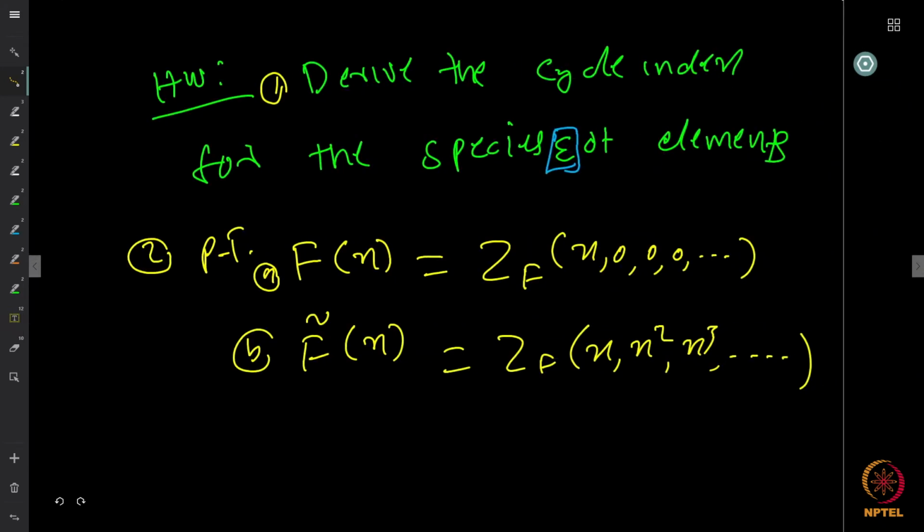Then, as homework, derive the cycle index for the species epsilon of elements. The second question is to prove that f of x is equal to the following. f of x was the exponential generating function for the species F, and you can obtain this directly from the cycle index by substituting in ZF: the first index x1 goes to x, and x2, x3, etc. are 0. So if you substitute this in ZF, you should get f of x.